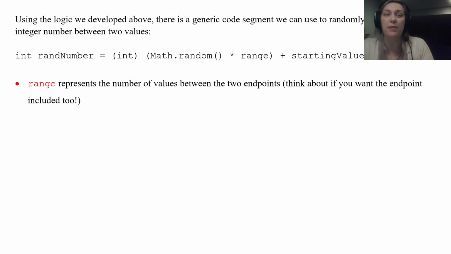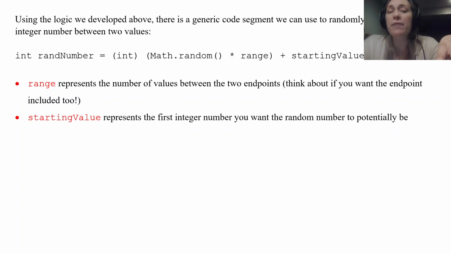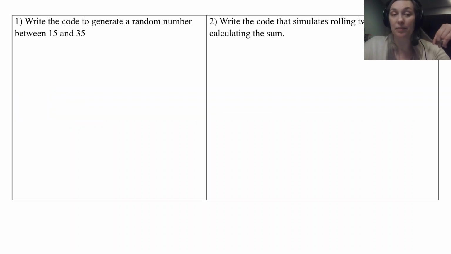So we're going to see an example of that here in a moment. But you've got to think of if you want your endpoint included for that range. Starting value represents the first integer number you want the random number to potentially be. So here's our last two examples here.